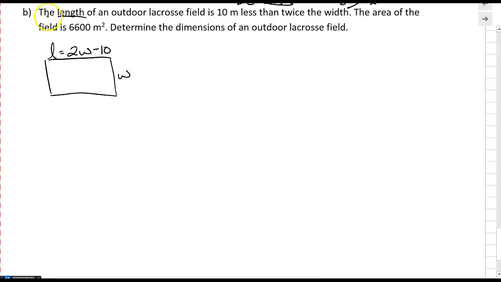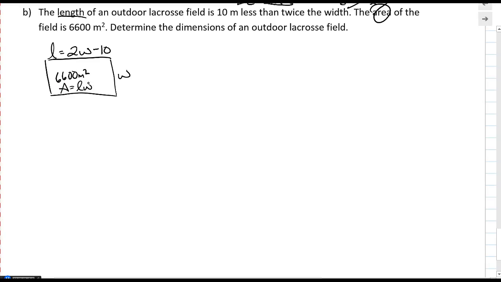So that deals with my first sentence. The second sentence, the area of the field is 6,600 meters squared. Well, what can I do with area that relates to length and width? Well, I can write the formula for it. Area is length times width.